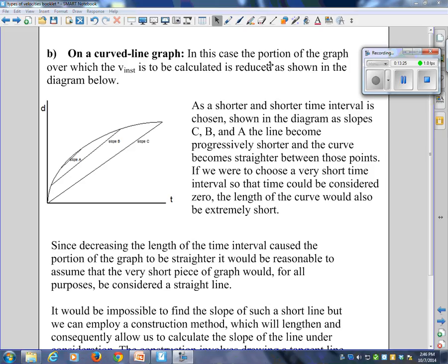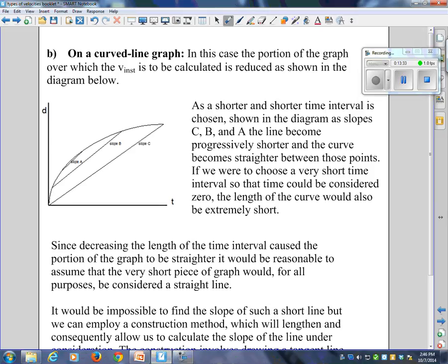On a curved line graph, the portion of the graph over which V-inst is to be calculated is reduced, as shown in the diagram below. So slope C, from there to there, that would be V bar, the average velocity of that. See the curvy graph? The slope of that is going to be the average. And as I said before, is there some point on the graph where the slope of that line is? Yes, there is.